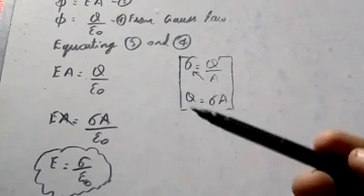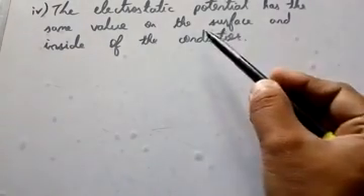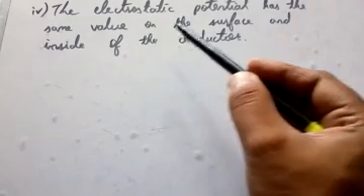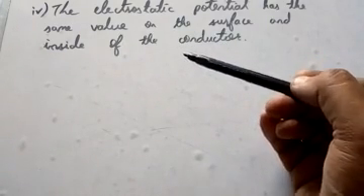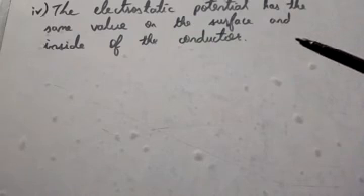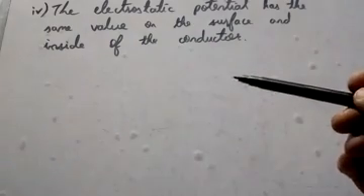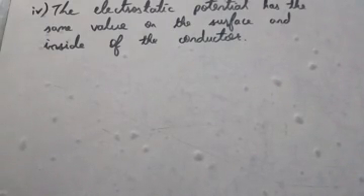Now let's go to the fourth point. The electrostatic potential has the same value on the surface and inside of the conductor. That means on top of a conductor, if there is 10,000 volts, inside also there will be 10,000 volts. Let's see that now. And one more thing we know, that the conductor has no parallel electric component on the surface. That means we can move a charge anywhere on the surface without doing any work.